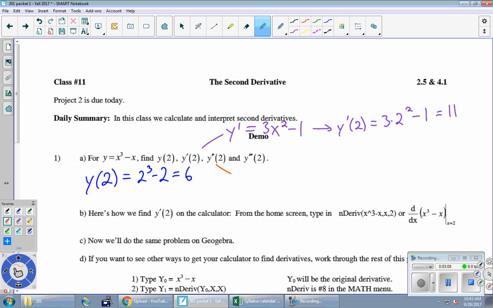Okay, but then it says y double prime of 2, and we have not seen y double prime before, but it just means take the second derivative, the derivative of the derivative. This 3x squared minus 1 in purple is y prime, but I can just think of it as a brand new function. It's a perfectly good function on its own, and it has a derivative which we calculate as normal. So what is the derivative of 3x squared minus 1? 6x, right? And then the minus 1 disappears. That is the derivative of the derivative, the second derivative. And again, this problem asks us to plug in 2 for the x. So 6 times 2, 12.